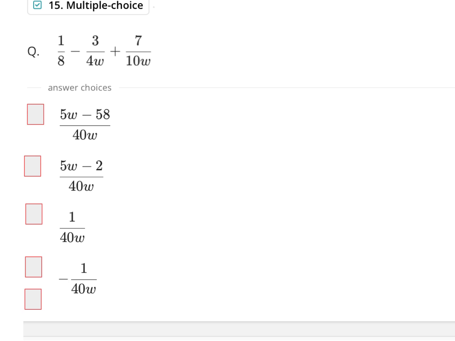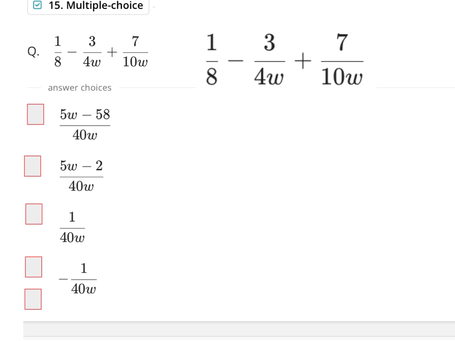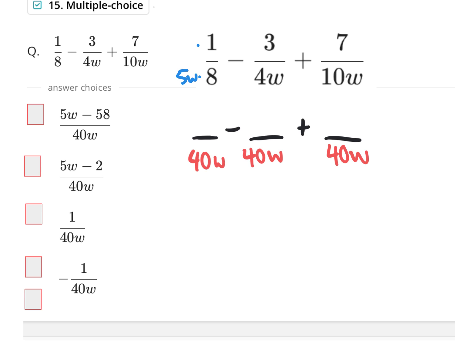So I'm just going to copy the question and move it over here, so I can show you that I'm going to rewrite all three fractions, but with the LCD of 40W. There's a minus and a plus. Here's my 40W, 40W, 40W. How do you change the 8 to become a 40W? Well, you're going to have to multiply by 5W. And what you do to the bottom, you do to the top. So you get a 5W up here.